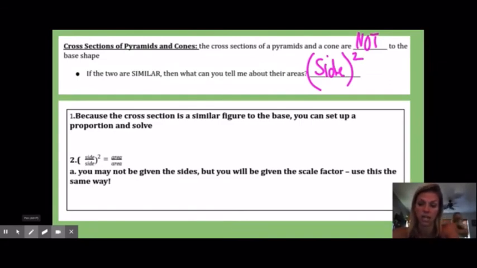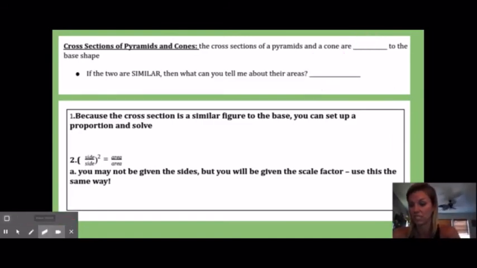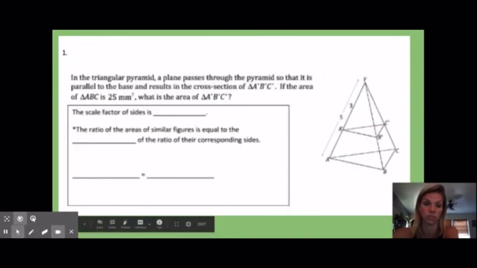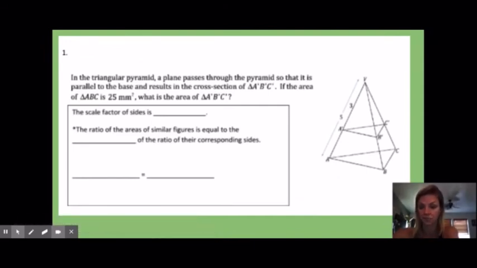In other words, side over side squared equals area over area because they're similar, and we're looking for area. So we did this before, just now we're doing it with 3-dimensional shapes, but when you cut a cross section, you're back down to a 2D shape, so you're okay. So if you look here, it says we have a triangular pyramid. So that's why I know this cross section is not congruent to the bottom. Otherwise, I could just find the area of the bottom and call it a day, but I can't. It gets smaller as it goes.